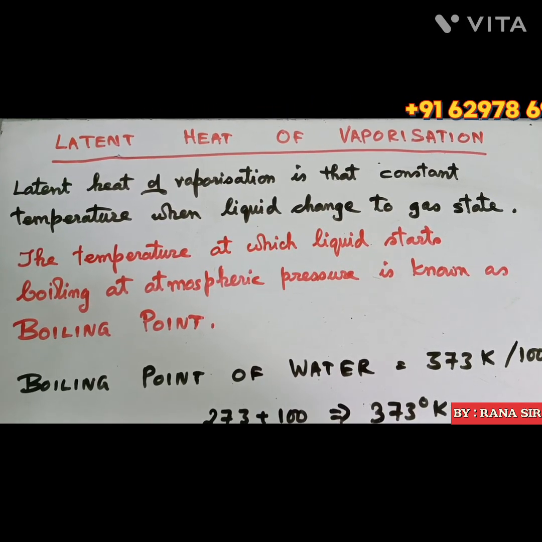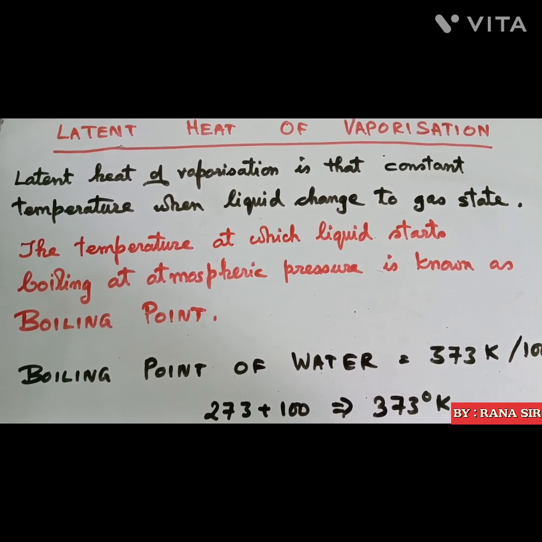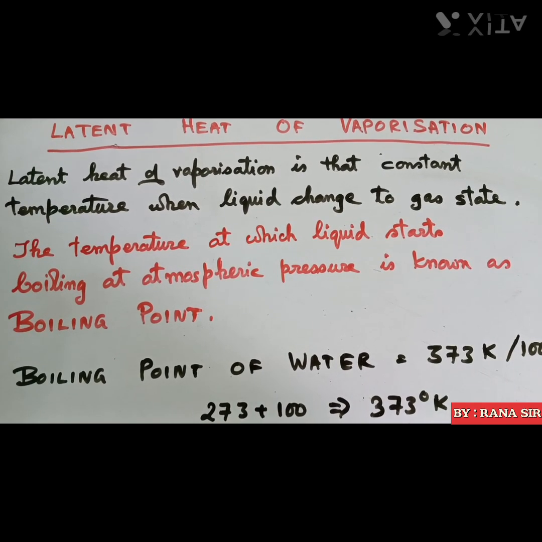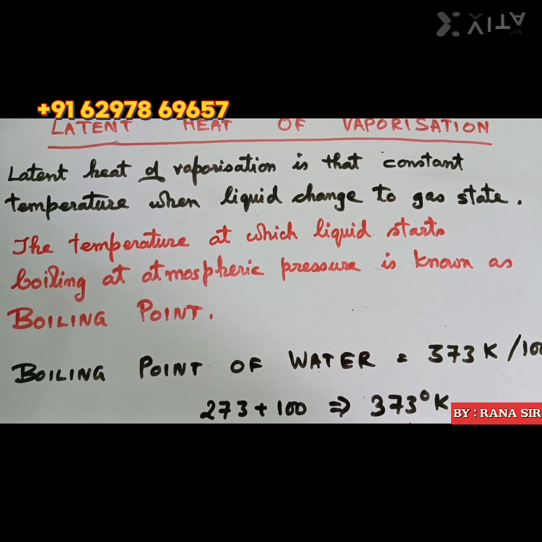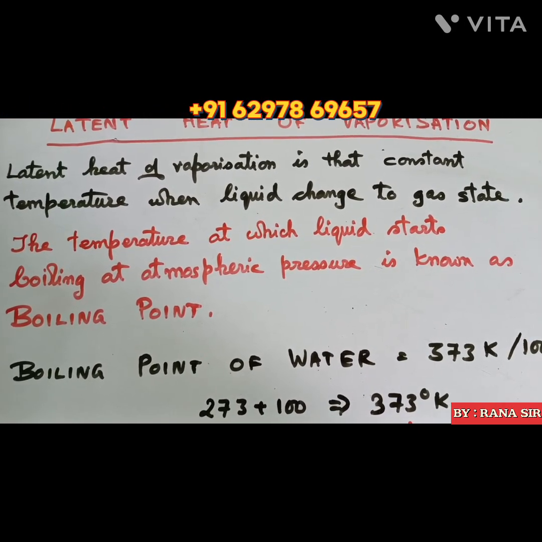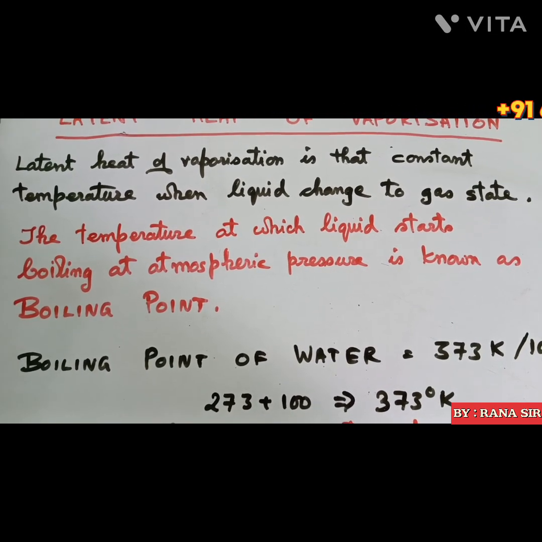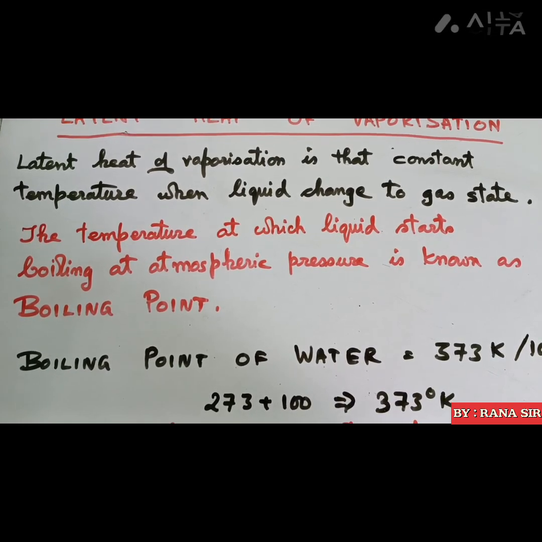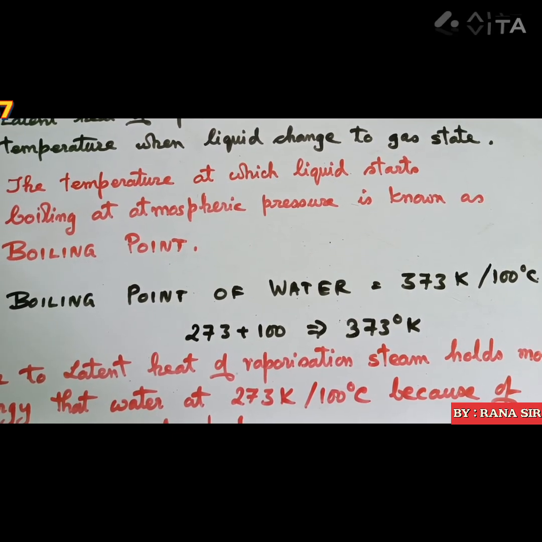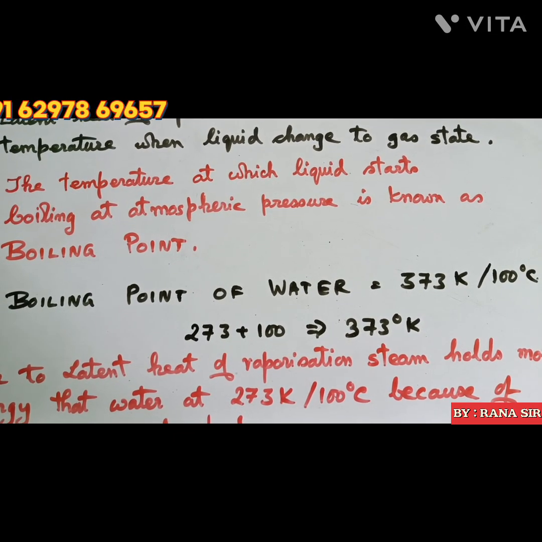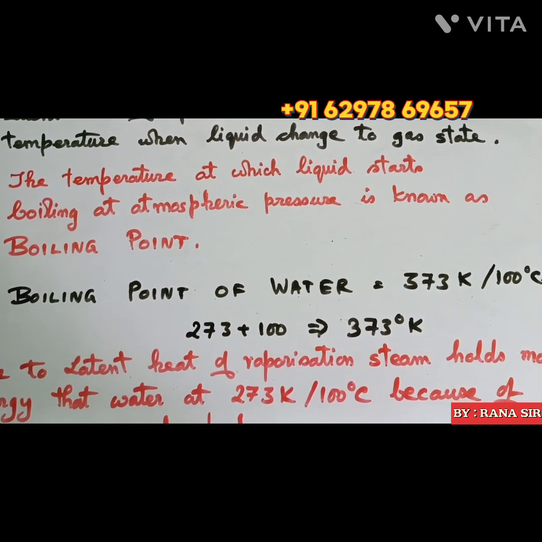So next is latent heat of vaporization. Latent heat of vaporization is that constant temperature when liquid changes to gaseous state. The temperature at which liquid starts boiling at atmospheric pressure is known as boiling point. So when the liquid starts boiling at the same atmospheric pressure, it is known as boiling point. Boiling point of water is 373 K or 100 degrees C. 273 plus 100 equals 373 degrees K.